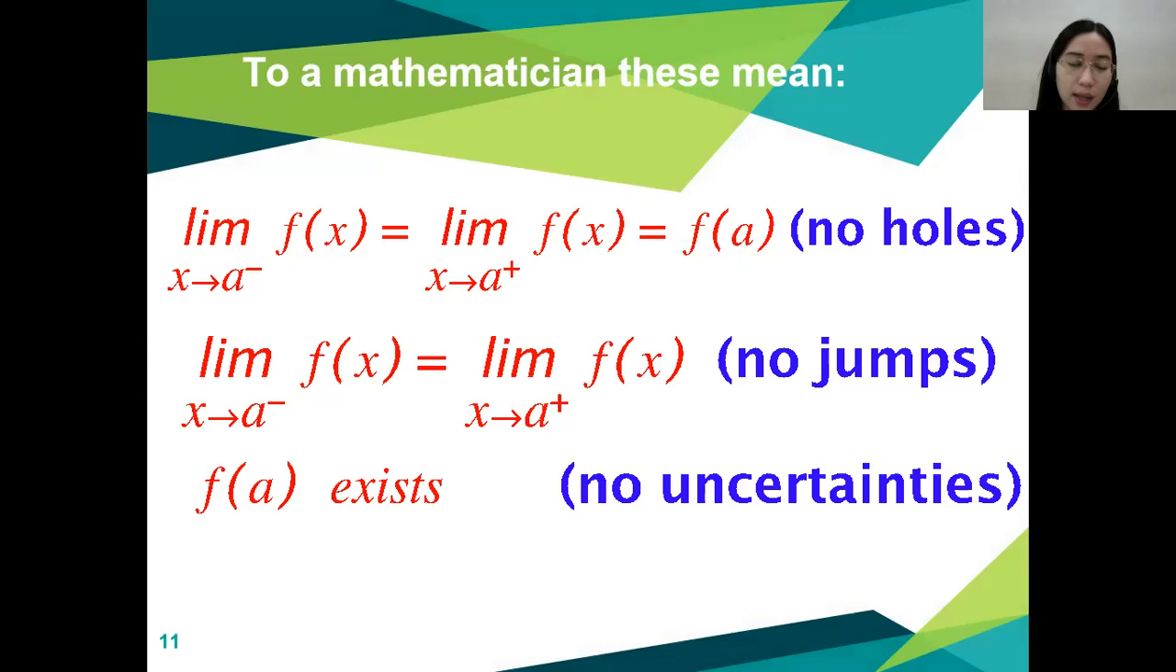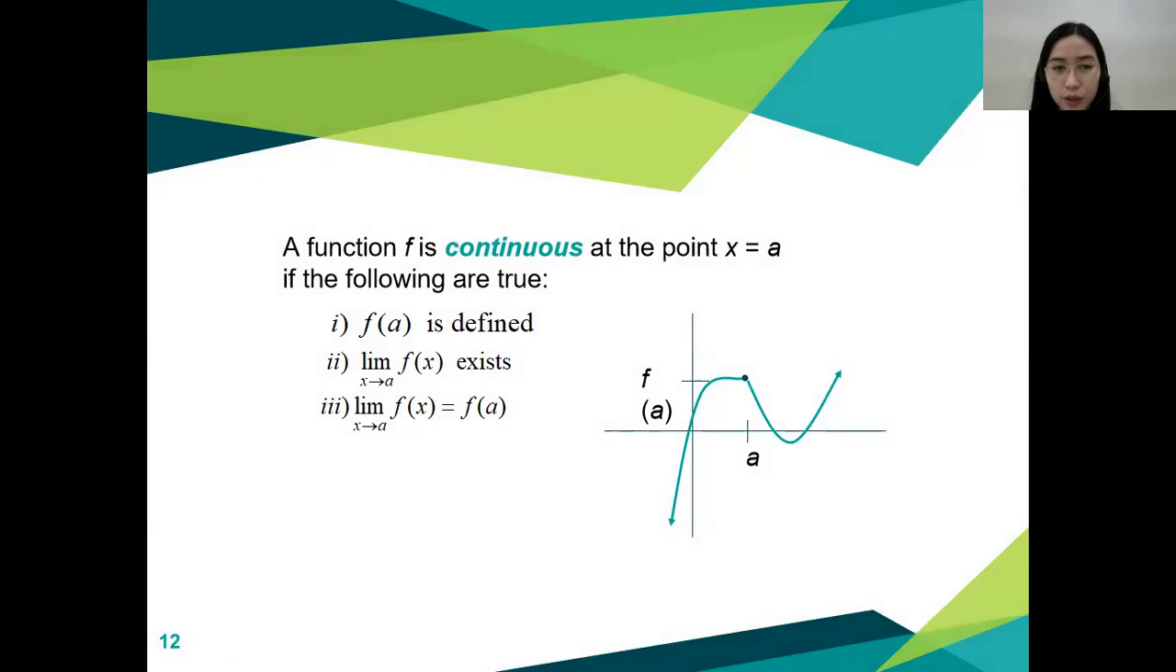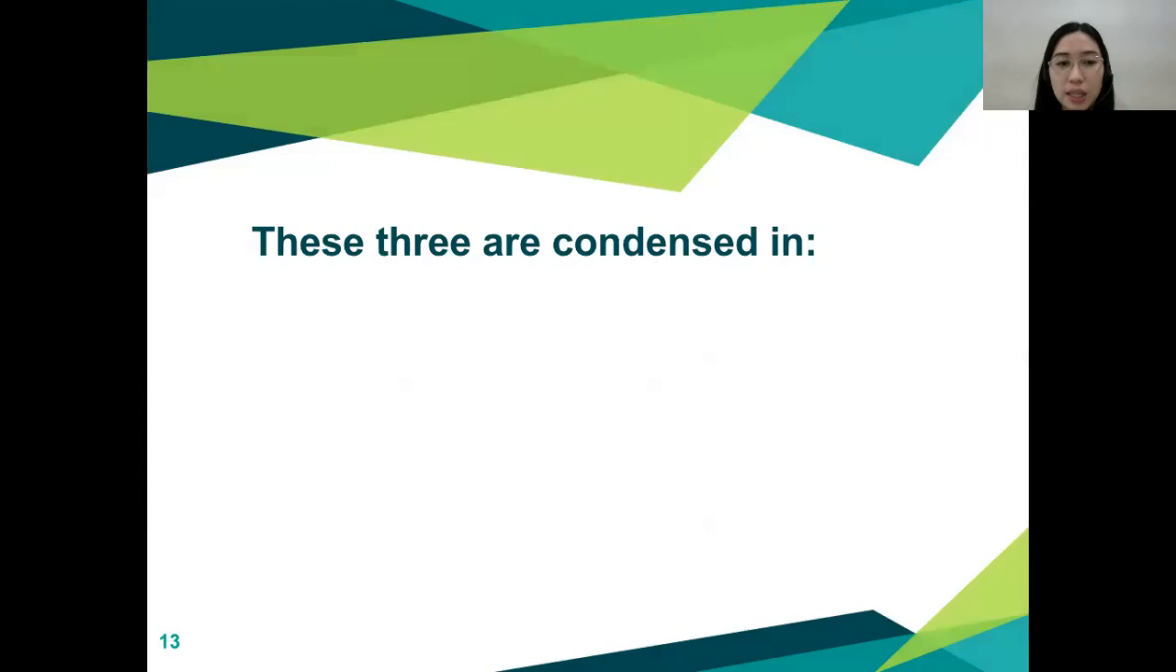So therefore, a function f is continuous at the point a, at x is equal to a, if the following are true. So, ayha ra ta makaingon na continuous if f of a is defined. Next is, if the limit of f of x as x approaches a exists, and the limit of f of x as x approaches a is equal to f of a. Okay? So these three are condensed in the following equation.